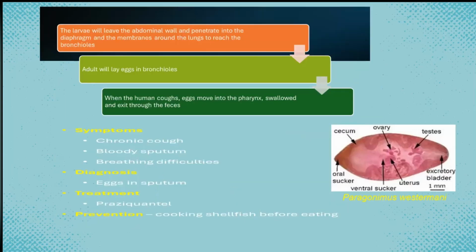Next slide: the larva will leave the abdominal wall and penetrate into the diaphragm and the membranes around the lungs to reach the bronchioles. The adult will lay eggs in the bronchioles, and when the human coughs, the eggs move to the pharynx, are swallowed, and exit through the feces. The symptoms of the disease are chronic cough, bloody sputum, and breathing difficulties. The diagnosis is eggs in sputum. Treatment is praziquantel, and cooking shellfish before eating prevents the disease.